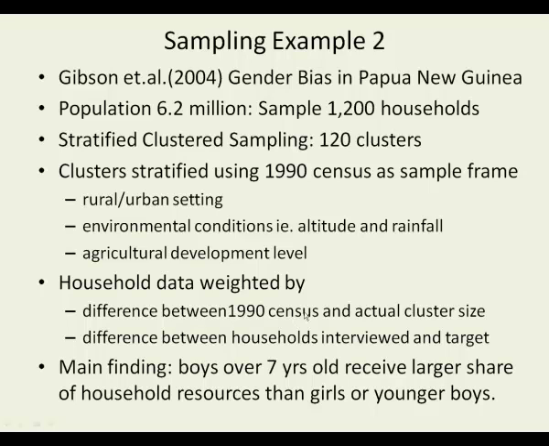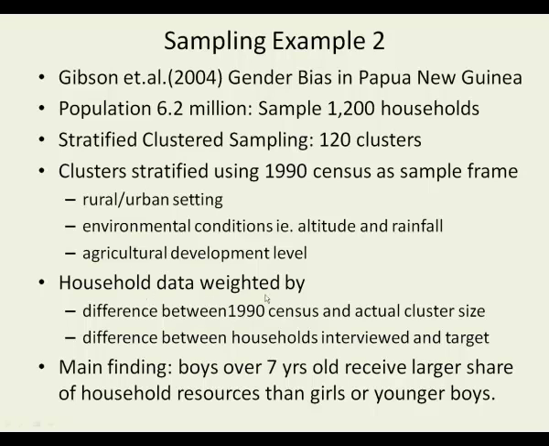Number two, we're looking at gender bias in Papua New Guinea. Gibson et al., 2004. The population of Papua New Guinea is 6.2 million, and the sample was 1,200 households. Again, stratified cluster sampling, 120 clusters. The clusters were stratified using the census, so they made sure they had the right balance of rural-urban setting, the balance of environmental conditions, altitude and rainfall, and agricultural development level. So it ranged from hand agriculture to irrigated to machinery and so on.